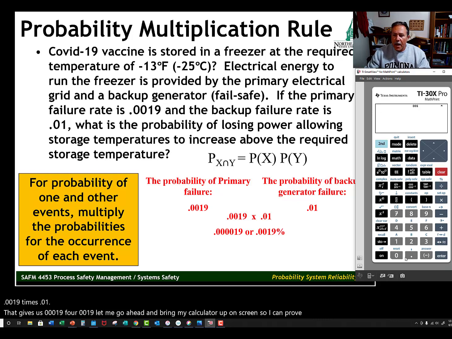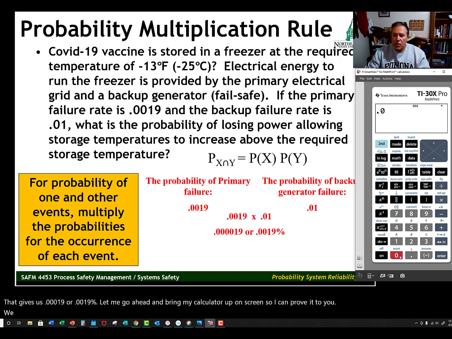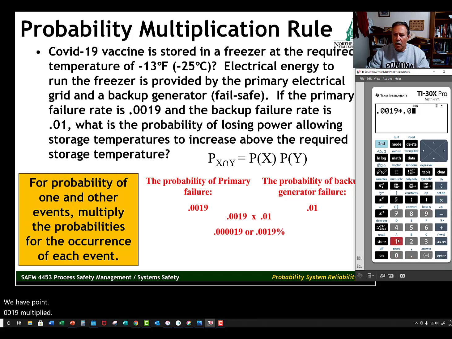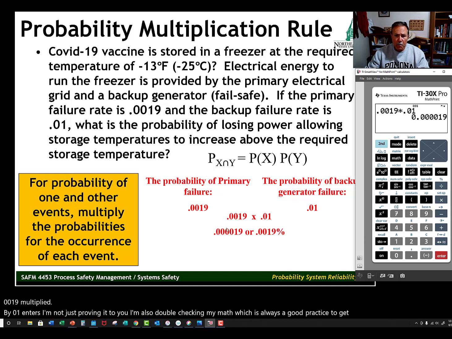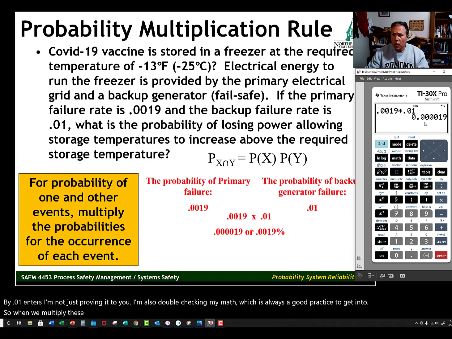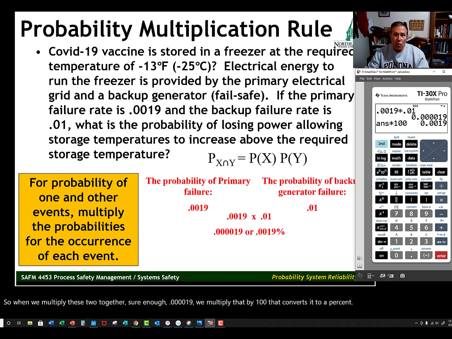We have 0.0019 multiplied by 0.01, enter. I'm not just proving it to you, I'm also double checking my math, which is always a good practice to get into. So when we multiply these two together, sure enough, 0.000019. We multiply that by 100, that converts it to a percent. 0.0019.